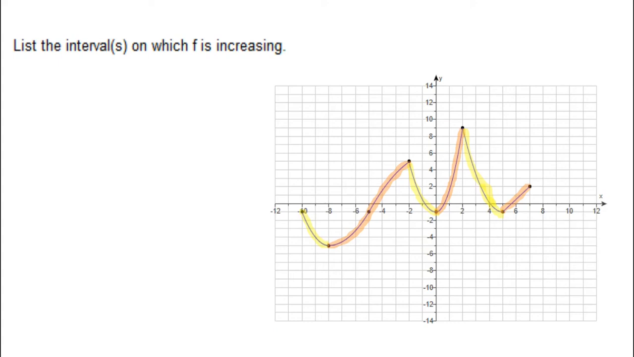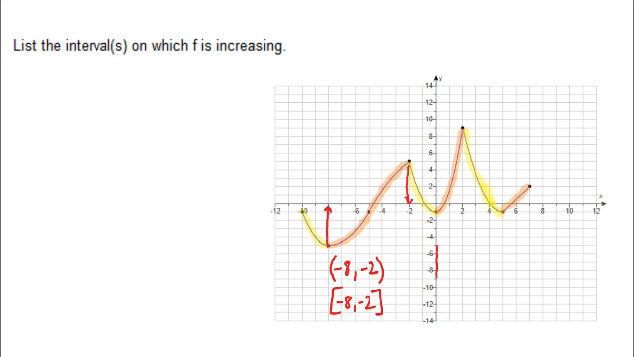Now, the intervals that we list are going to be our x intervals. So we're starting at -8 and ending at -2 for this section. That's -8 to -2. Some books use an open interval, and some books use a closed interval. So sometimes you'll see it written as an open interval like this, and other times as a closed interval like this.